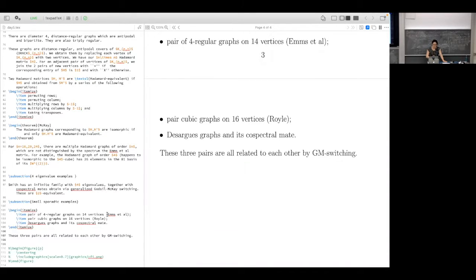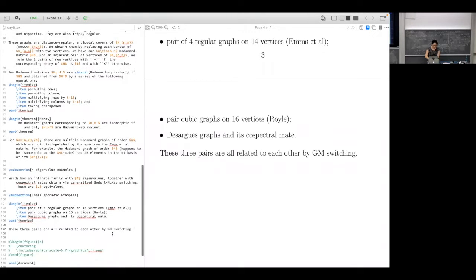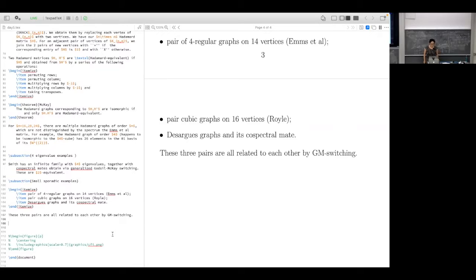And Godsil-McKay switching, at first we thought maybe this is something that would cause the M matrices to be indistinguishable, but it's not, because for example, the chain graphs, they're all related to each other via Godsil-McKay switching, but they are all distinguished by the spectra of the M matrix. So it's not sufficient on its own. Okay, and then also sporadically, there are some other examples.